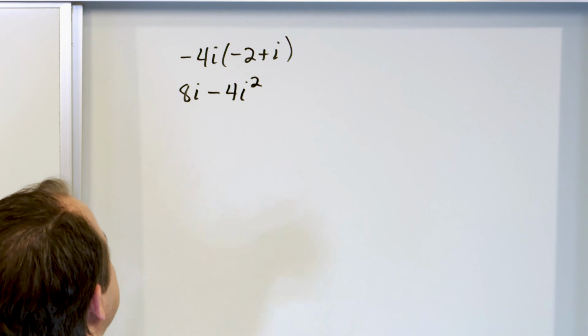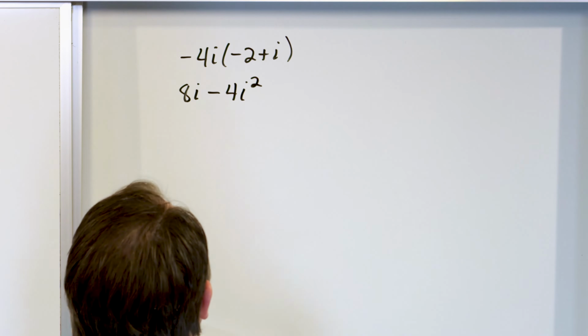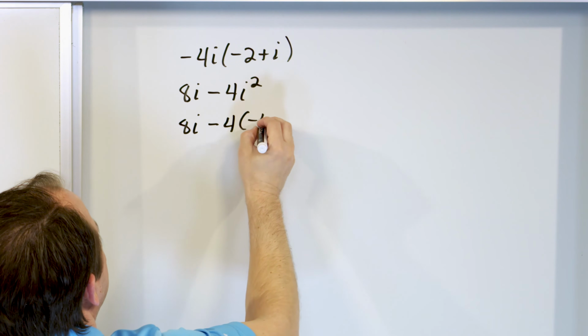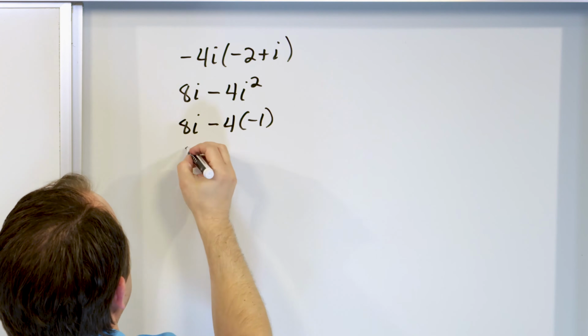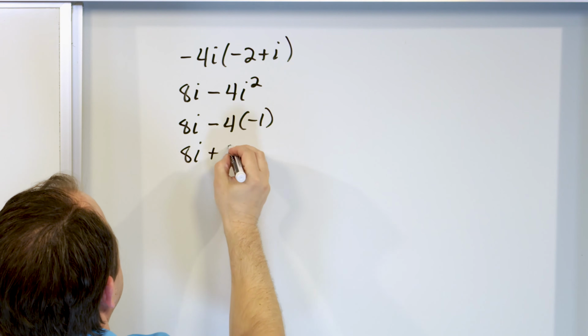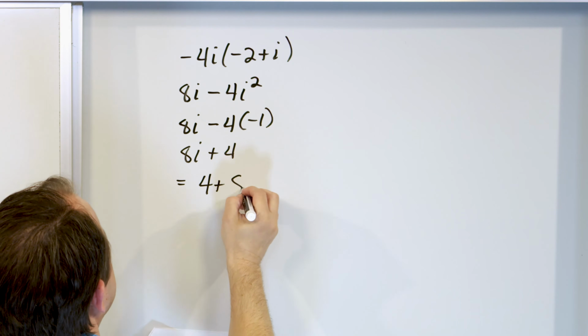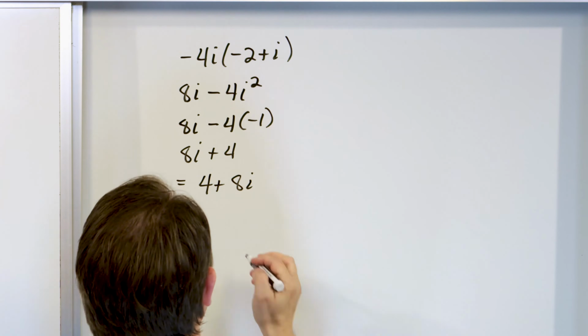Don't try to do too many things at once. Write the i times i as i squared. But in the very next step, you know that it's going to be negative 1. You have to replace this with negative 1. So you have 8i plus 4, but we always like to flip it around so the real part is first. 4 plus 8i. Answer is 4 plus 8i.